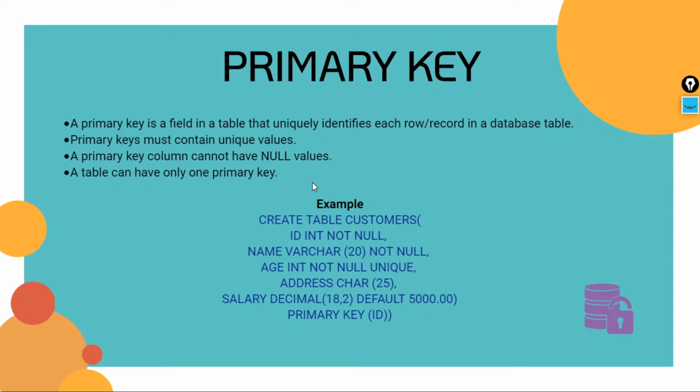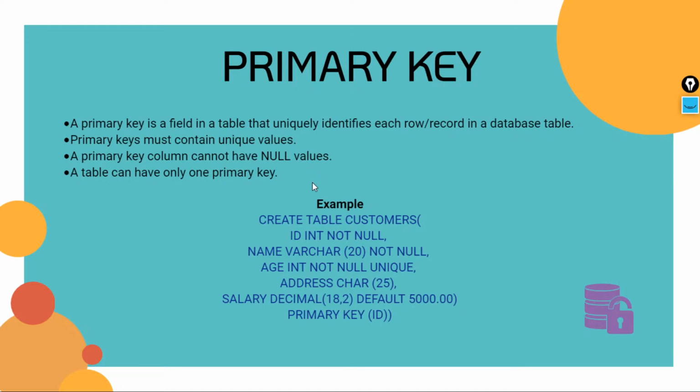Primary key is a concept where it is basically a column in the table. It will have only unique values in it. It will not have any duplicate values, and also it will not have any null values in it.